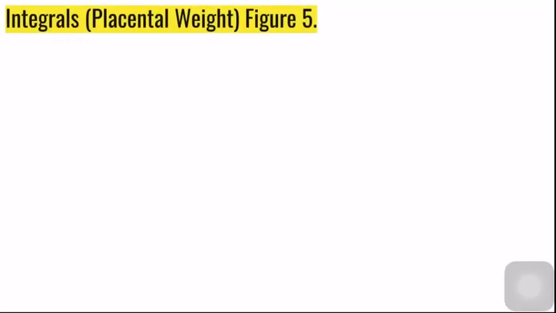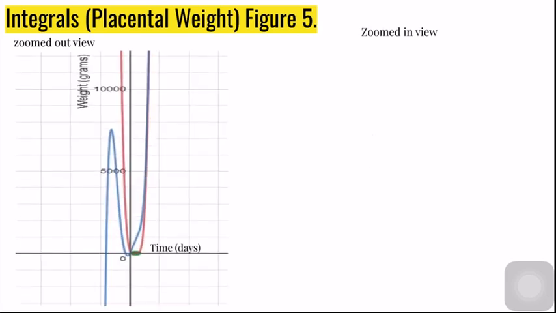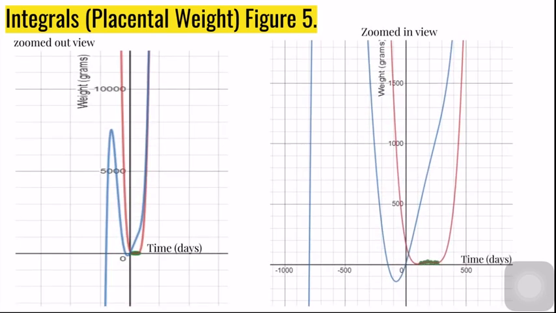Figure 5 represents the placenta weight in grams as a function of time in days. The blue graph is the graph of the antiderivative. The red graph is the graph of the first derivative.